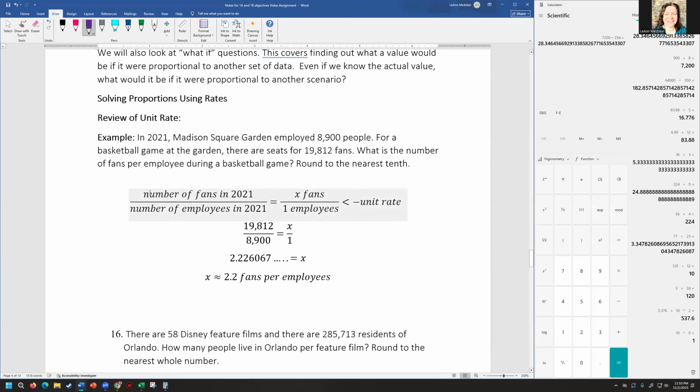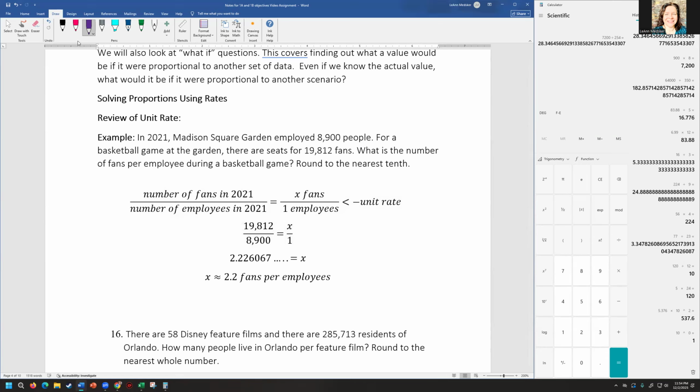responsible for? So notice I have the numbers for the left side. I have both of those. But we're trying to simplify that down to what we call a unit rate. How many fans would then be the responsibility of a single employee? So one employee. So notice I put the numbers in for the information they gave me in 2021. We had 19,812 fan seats, right? So if they fill the whole stadium, that's how many people are going to be there. And then they only employed 8,900 people. We want to know how many fans this would reduce to if we reduce our bottom part to just one employee. So we're cross multiplying.